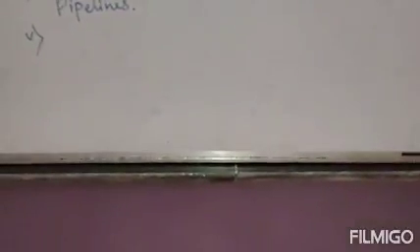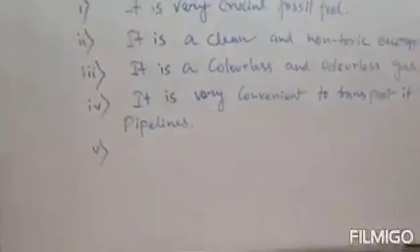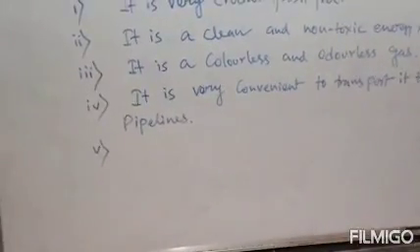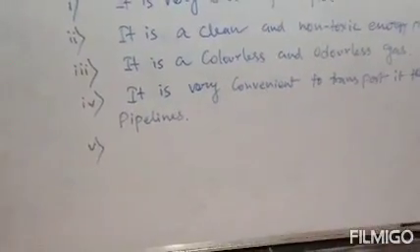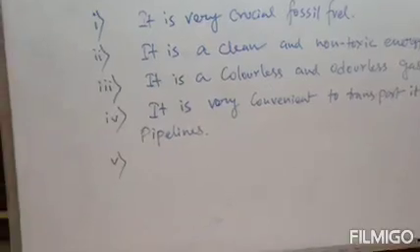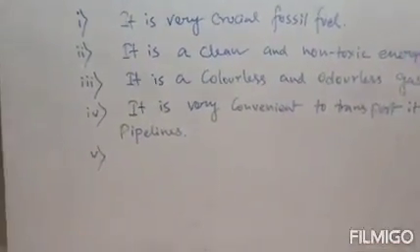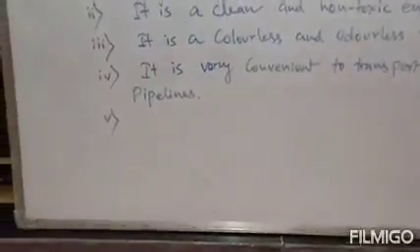Fifth property is it is stored under high pressure. This natural gas is stored under high pressure, which is known as CNG, that is compressed natural gas. We have heard the term CNG. Clear? So CNG is actually a natural gas, but it is stored under high pressure.